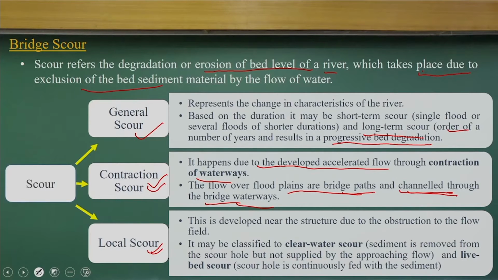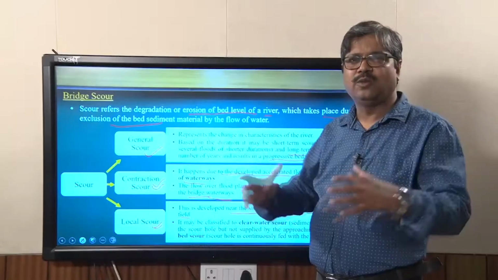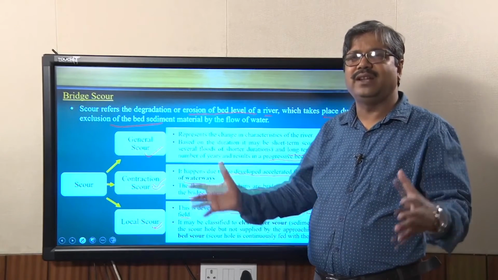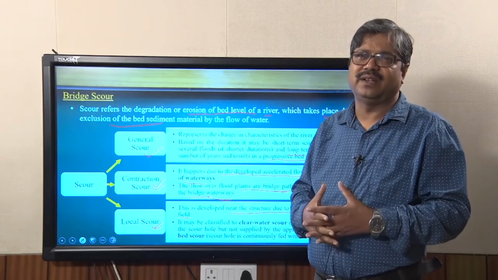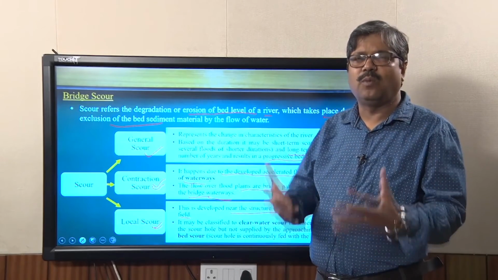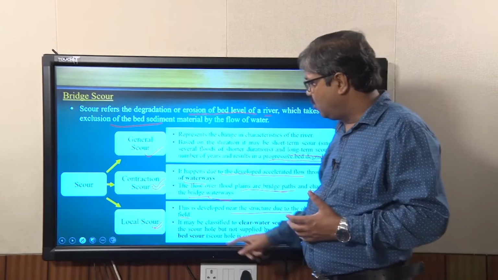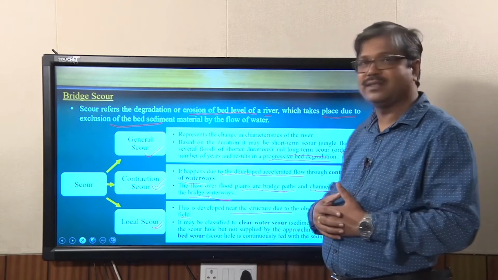That is contraction scour, because of contracting the river space in the floodplain as well as in the channel. The local scour is developed near the structures due to the obstruction of the flow. That is what happens when you construct a bridge pier or an abutment. Locally, it changes the velocity field, the flow patterns, the vortex patterns and all. Because of that, the scour that happens is the local scour.